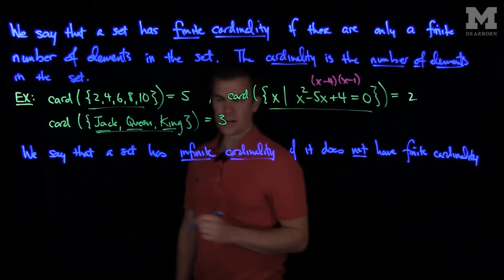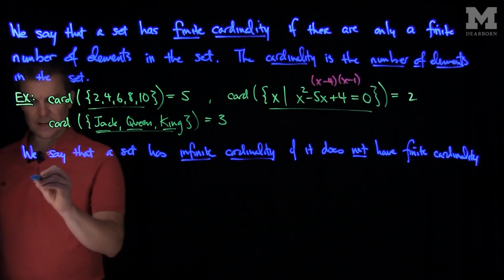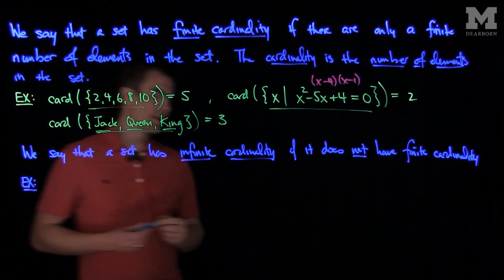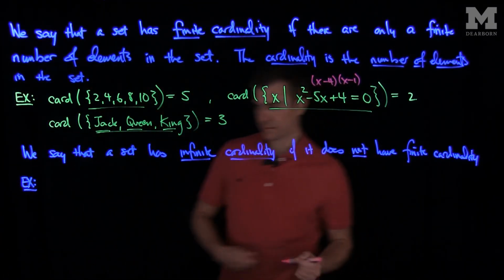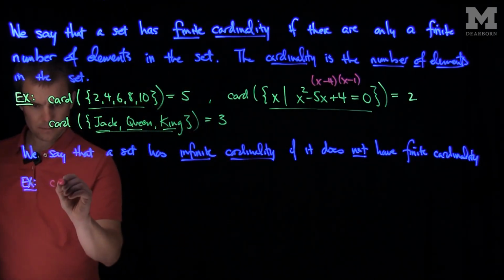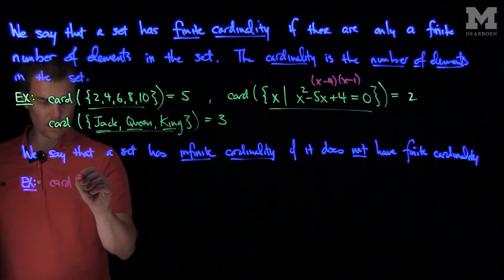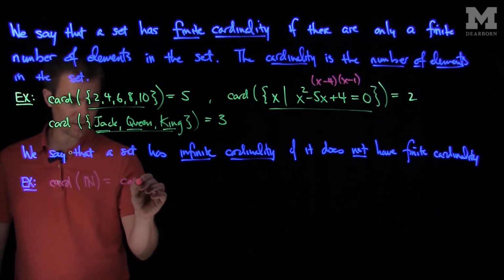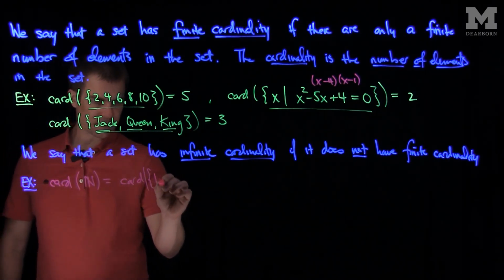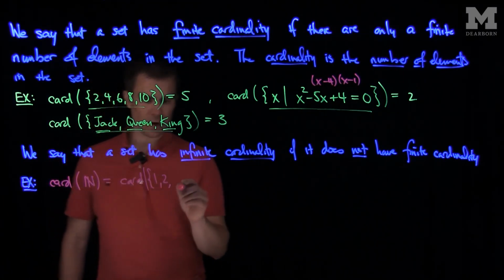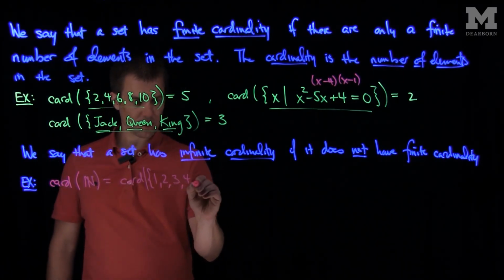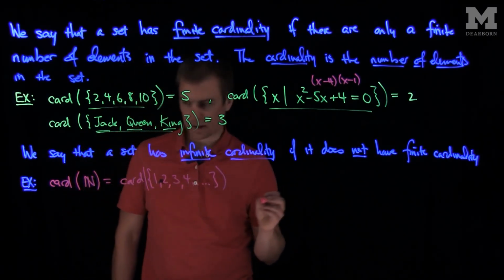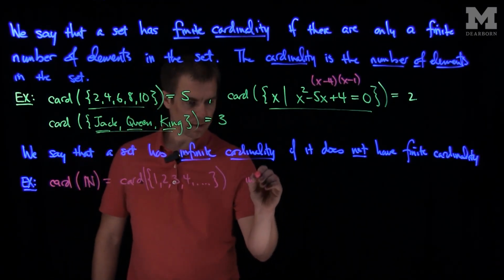We need to get used to these infinite cardinality sets too. So for example, I can ask the question, let's find the cardinality of the set N. And N is going to be the set of counting numbers, or natural numbers, 1, 2, 3, 4, etc. And clearly the counting numbers go on forever, so we say this is infinite cardinality.